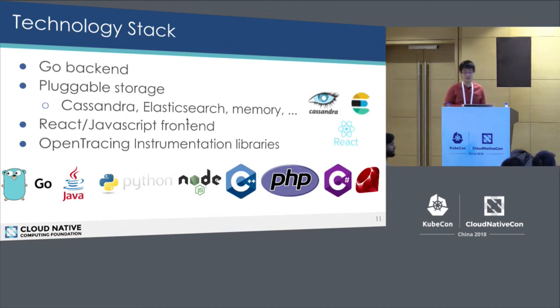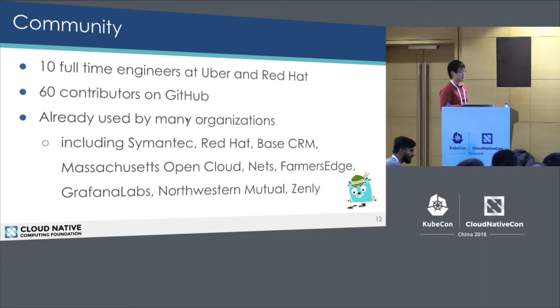The Jaeger backend is written in Golang, and we support pluggable storage engines such as Cassandra, Elasticsearch, and an in-memory storage to persist traces. The front end is written in JavaScript, and it uses the React framework. We support many different languages and have client support for all the languages listed on the bottom here. One of the awesome things to note is that the PHP, the C#, and the Ruby Jaeger clients were all community contributed.